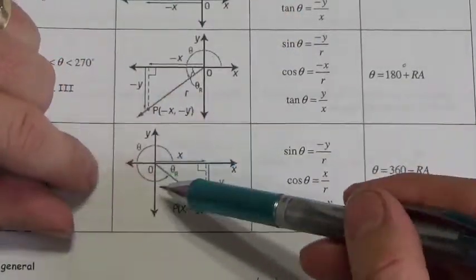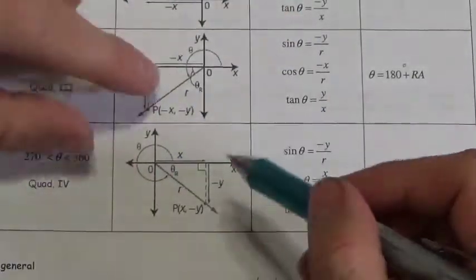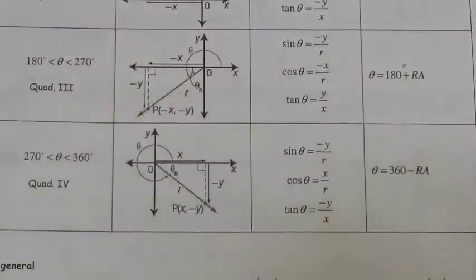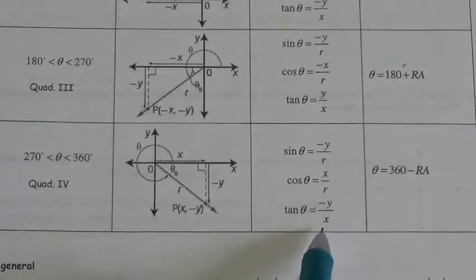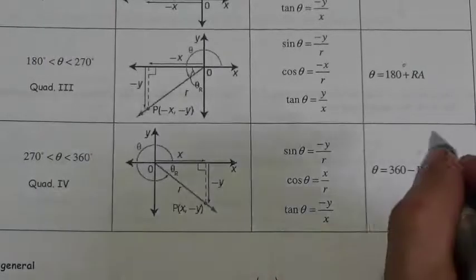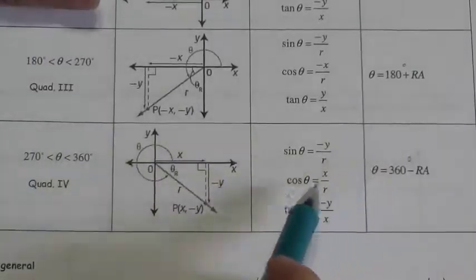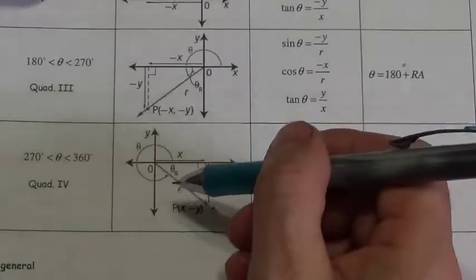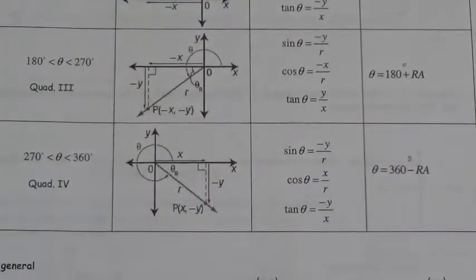Okay, so the sine of this angle and the sine of this angle, assuming that this is the same triangle, then those are going to be the same ratios, which is really neat. Cosine will be positive x over r. Tangent will be negative y over x. And to get the theta that we're trying to study, that's this angle right here, that would be 360 less the angle in the triangle.